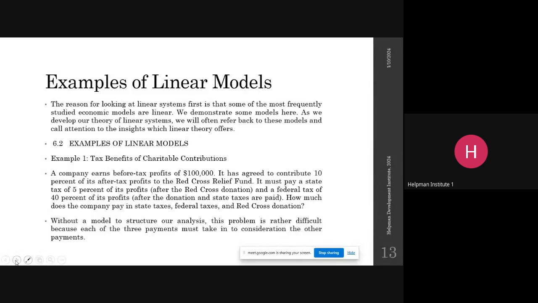Yes. We have a company that earned a before-tax profit of 100,000. It has agreed to contribute 10% of its after-tax profit to the Red Cross Relief Fund. It must pay a state tax of 5% of its profit after the Red Cross donation was made, and a federal tax of 40% of its profit after the donation and the state tax are paid. How much does the company pay in the state tax, the federal tax, and the Red Cross donation?